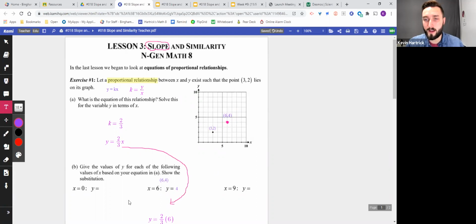Okay, so you guys are going to try the rest of these two. Make sure you plot those points and make sure they go on this general direction of a line, because remember, proportional relationships are lines.